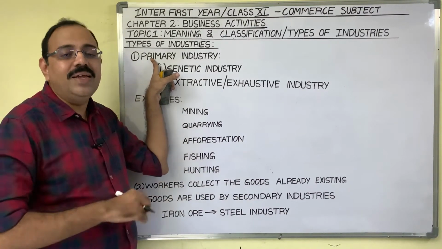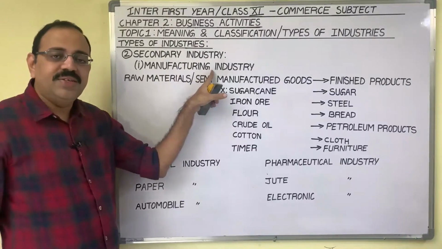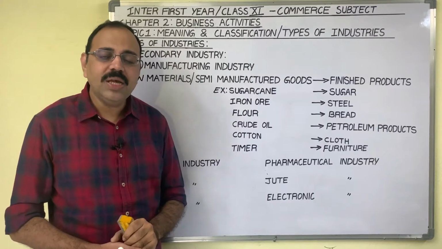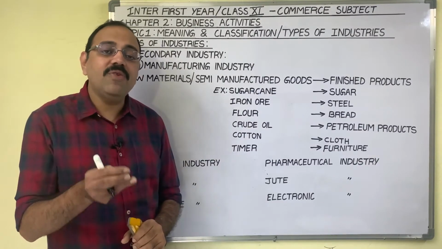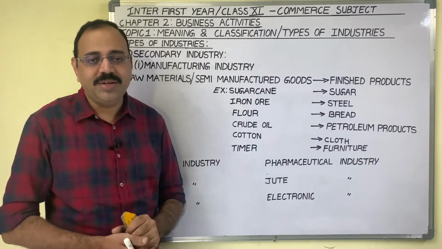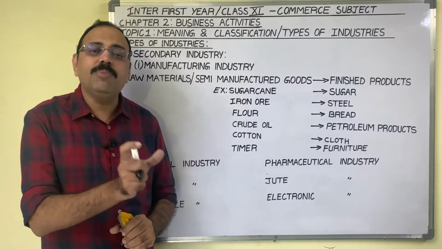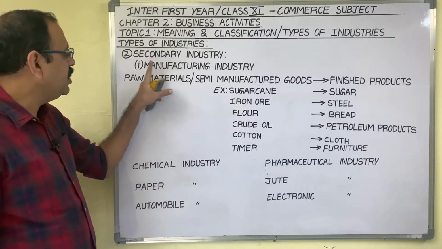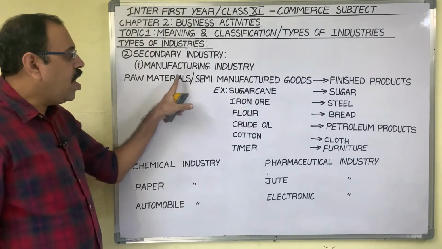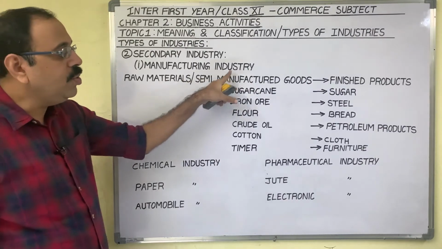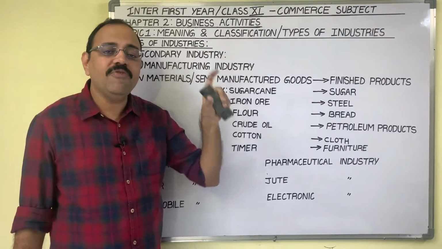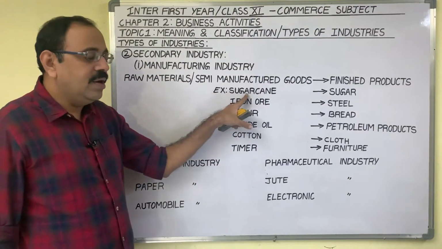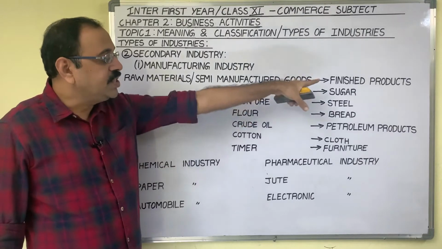Now come to secondary industry. Manufacturing industry. Generally industry refers to manufacturing industry because among all industries manufacturing industry is popular and common. So same industry definition is applicable to manufacturing industry. Thus manufacturing industry means conversion of raw material or semi manufactured goods into finished products with the help of machinery and manpower. For example, sugar cane is a raw material to manufacture sugar.